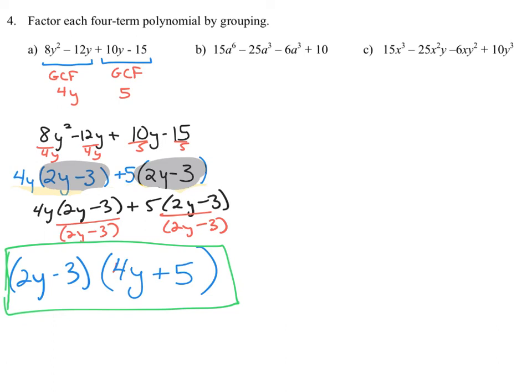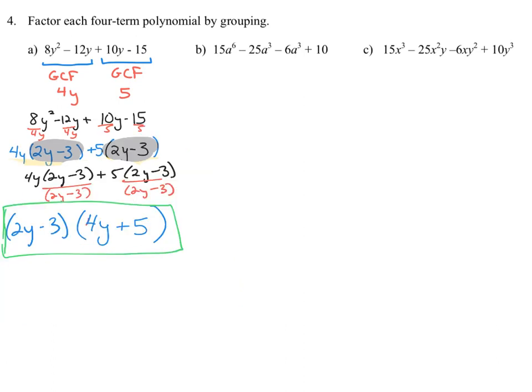In example B, the polynomial is 15a to the 6th minus 25a to the 3rd minus 6a to the 3rd plus 10. Let's group the first two terms and the last two terms and take out the GCF. For 15a to the 6th minus 25a to the 3rd, the GCF is 5a to the 3rd. For the last two terms, the GCF is 2.